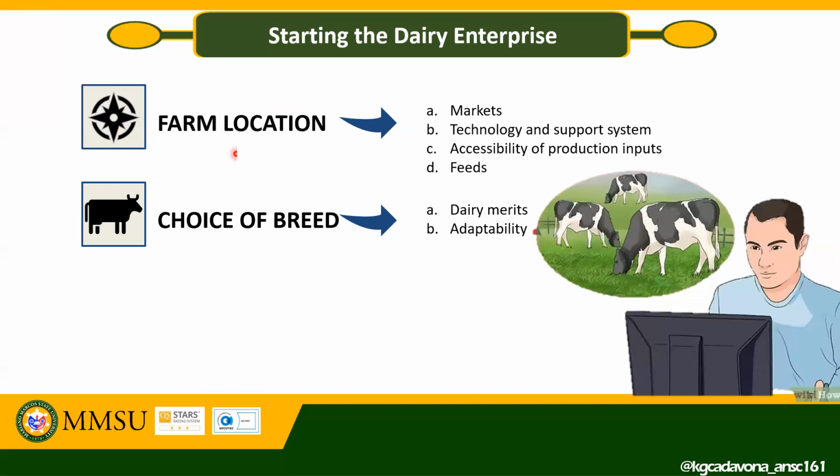Then after considering the farm location, this is now the time that you will choose your breed to produce. Later on, I will be showing you some of the dairy breeds that are usually common, or that are usually raised, in the Philippines. Your major consideration here is the dairy merits and the adaptability to conditions in a given area. That is why I will be highlighting some of the production traits of a specific breed of dairy animal, so that this will be our basis later on in choosing the right breed of animal.